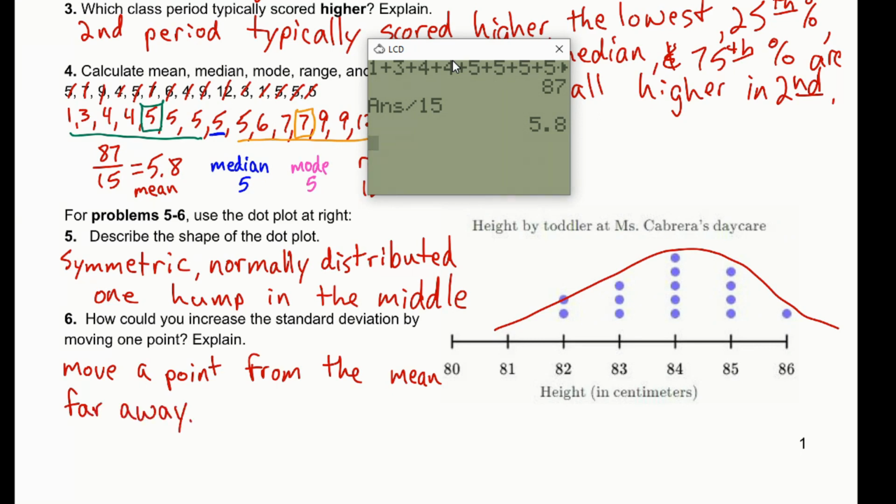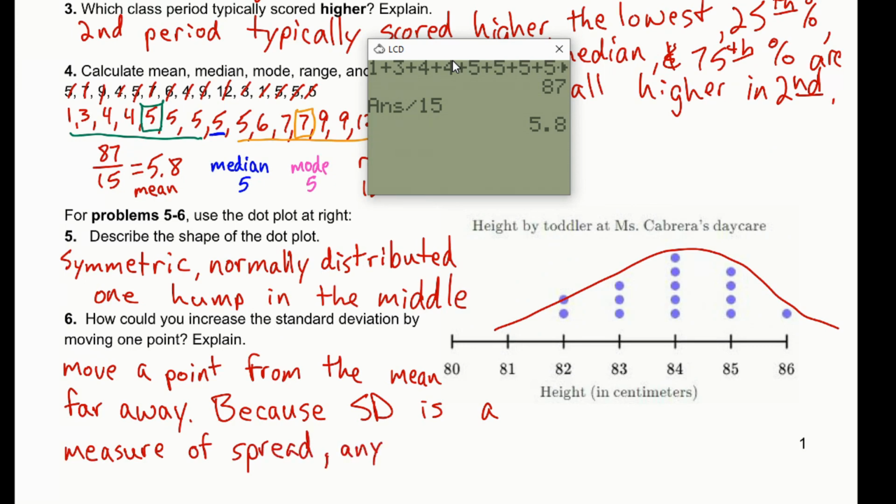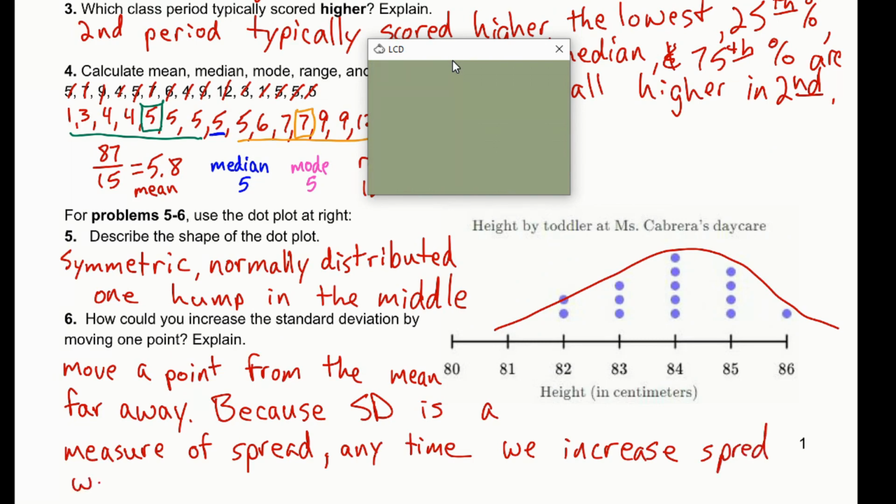Because standard deviation is a measure of spread, anytime we increase spread, we also increase standard deviation.